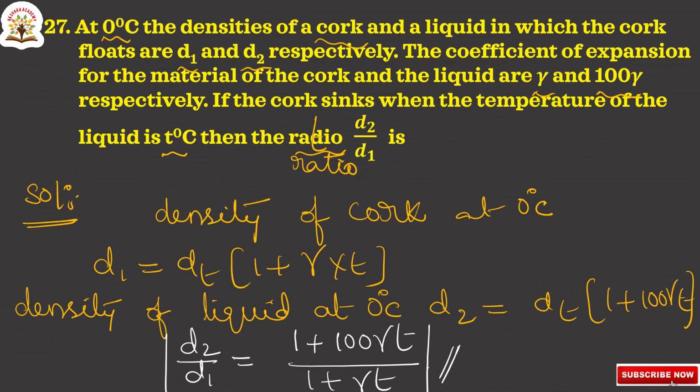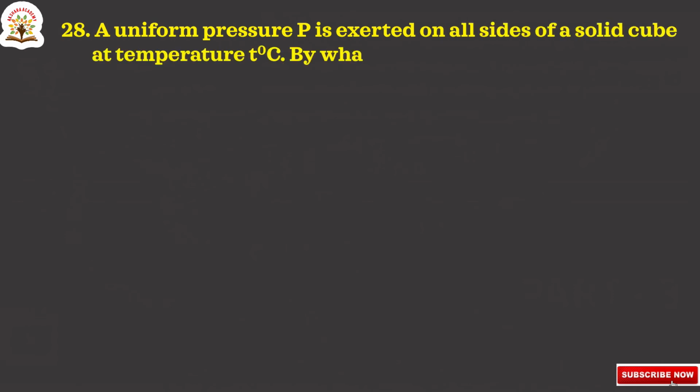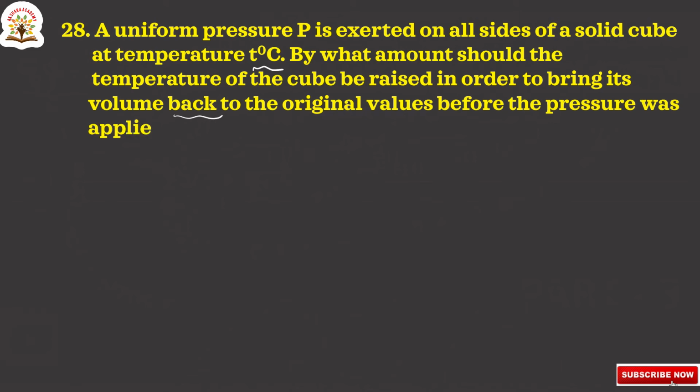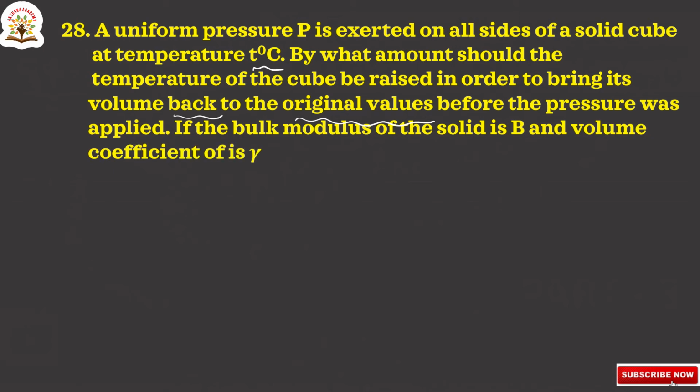Okay. Next we'll go to the next question. A uniform pressure P is exerted on all sides of a solid cube at temperature T degree centigrade. By what amount should the temperature of the cube be raised in order to bring its volume back to the original value before the pressure was applied? If the bulk modulus of the solid is B and the volume coefficient is gamma. Here we have to calculate the amount of temperature or change in temperature. Now let us go to the solution.